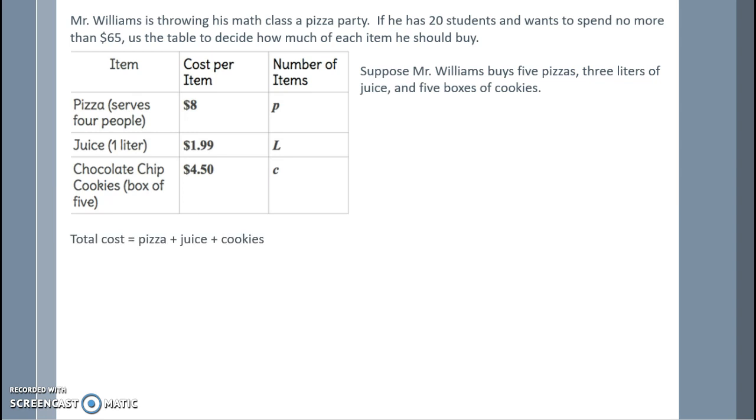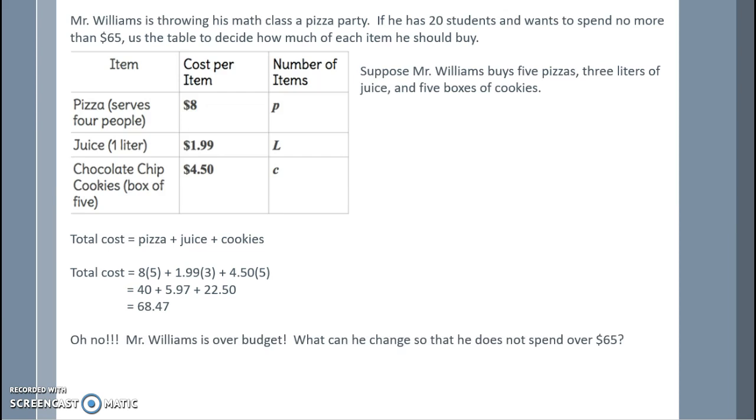The total cost then would be the cost of pizza plus the cost of juice plus the cookies. So if we're buying 5 pizzas and each pizza costs $8, we will have 8 times 5 plus the juice, which is $1.99 times 3 of them, plus $4.50 times 5 boxes. 40 plus $5.97 plus $22.50 gives us $68.47. Oh dear. Mr. Williams is over budget. What can he change so that he does not spend over $65?